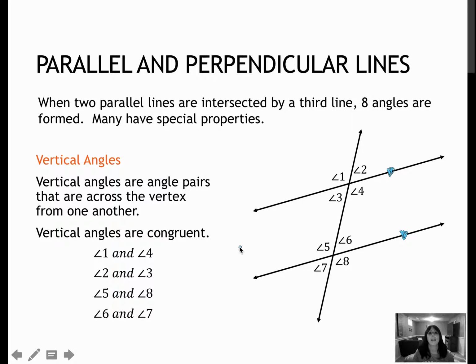The first type of angle that is formed is called vertical angles. Vertical angles are formed whenever any two lines intersect. They don't have to be parallel lines. But vertical angles are angles that are basically across the vertex from one another. So 1 and 4 are across the vertex, so they're vertical angles. 2 and 3, 5 and 8, 6 and 7, etc. Those are all vertical angles because they're across the vertex. And what we know about vertical angles is they are congruent. So if I told you that this was 120 degrees, you could tell me that 4 was also 120 degrees.